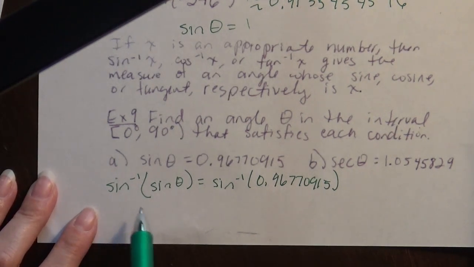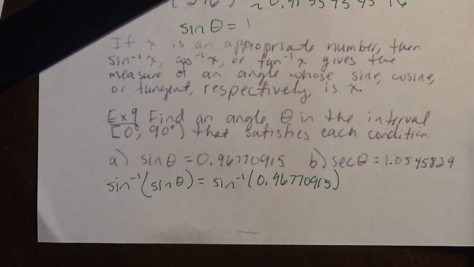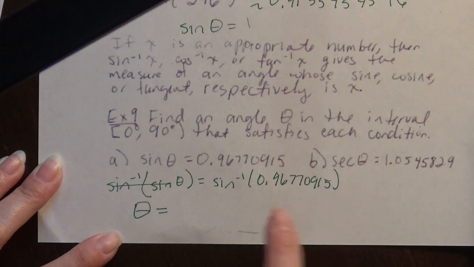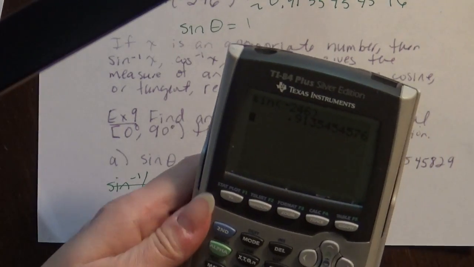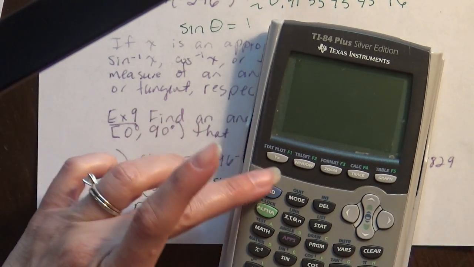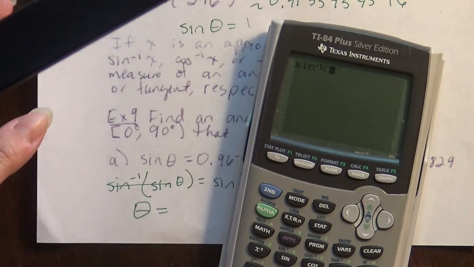Just like squaring and square roots, they cancel each other out because they're inverses. You saw this in 171 when you were doing natural log of e. They were inverses, they canceled each other out. So that's the idea here. These cancel each other out, and you're left with theta equals. And then this can be typed into your calculator. So how are we going to type it in? Find your sine button, and above it you should see sine inverse. To use this feature, you go second sine, and that gives you sine inverse. And now you can type in the number that you were given.